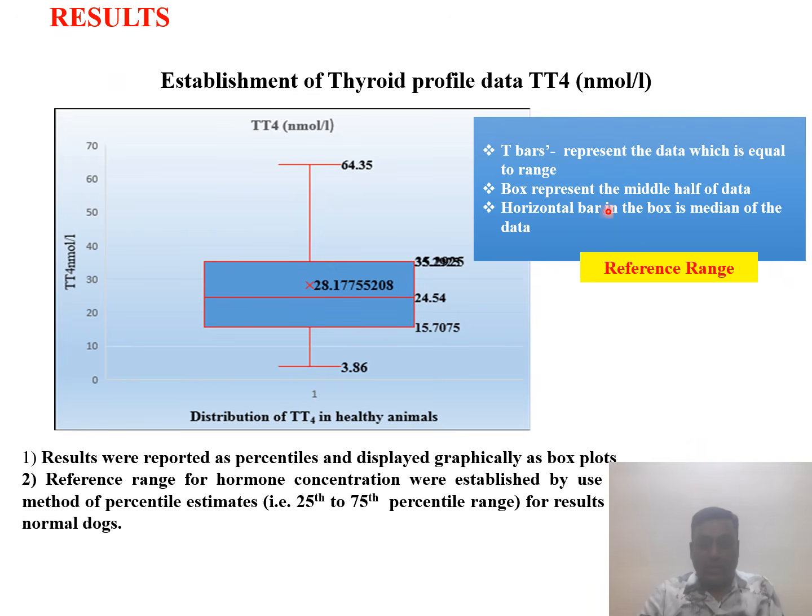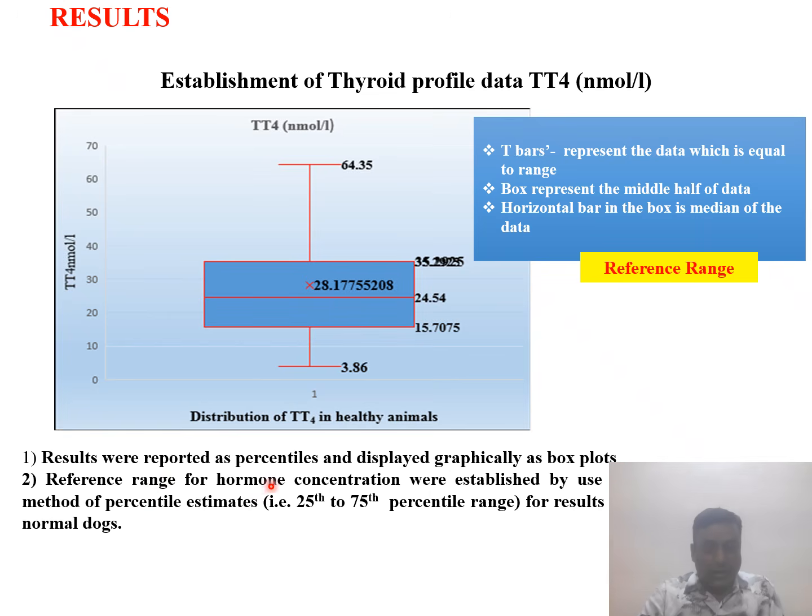Then the box represents the middle half of the data, the 25th to 75th percentile, and the horizontal bar in the box is the median of the data. What is the T bar? The T bar represents the data which is equal to range. This is the range. Then this box represents the middle half of the data, and the horizontal bar in the box is the median of the data. Okay, but how to read this graph?